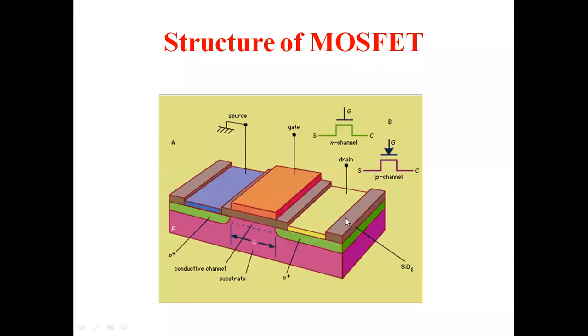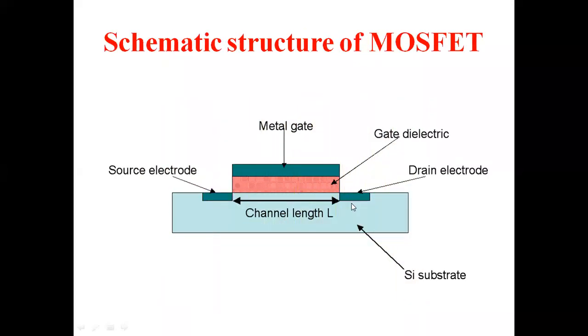Then these are the drain terminals, connected to the metals. This is the metal source, also connected through metal to the physical structure. And here this is the gate. The gate is connected to the polysilicon material, and this is the SiO2, the oxidation. This is the schematic structure of the MOSFET.